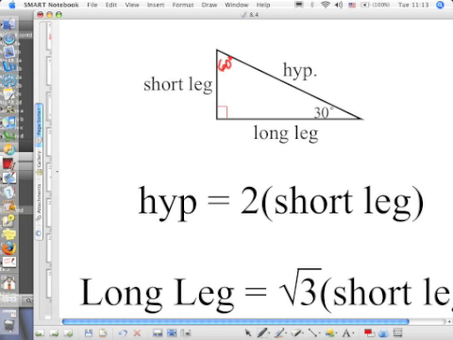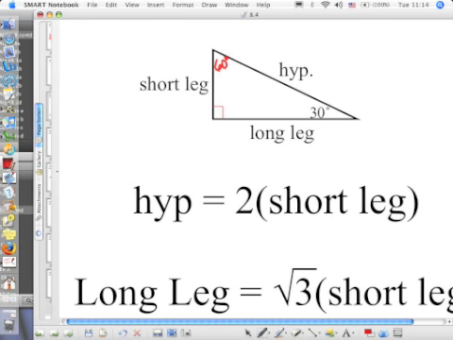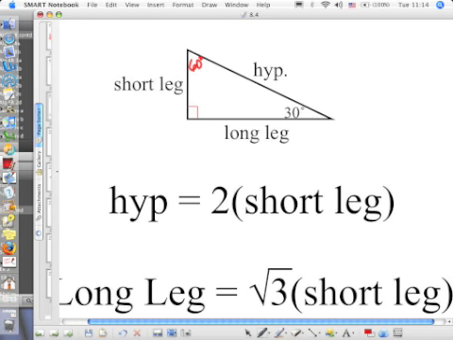Wait, so if you know the hypotenuse, if you wanted the long leg, you have to plug the hypotenuse into that formula? Yes. The short leg, and plug it into the long leg. Yes. Okay. Now the long leg has a relationship between itself and the short leg. So if you're looking for the long leg, you have to know the short leg.